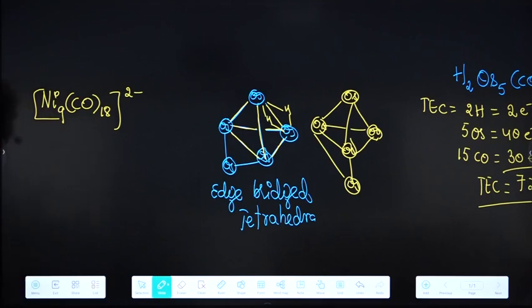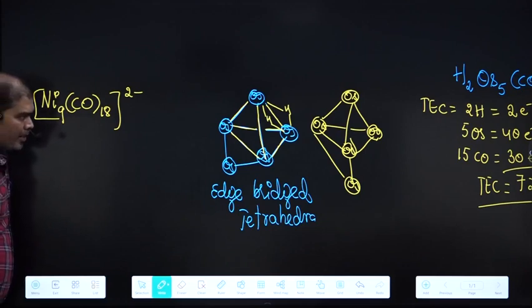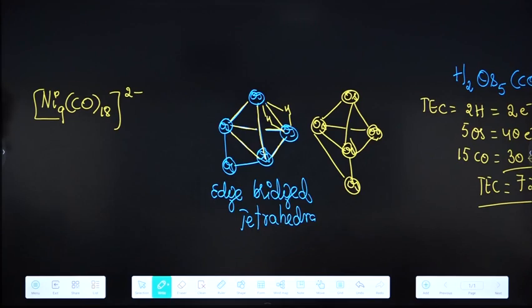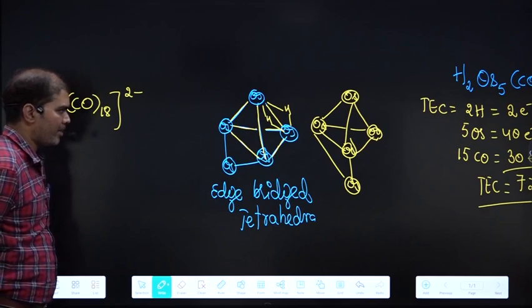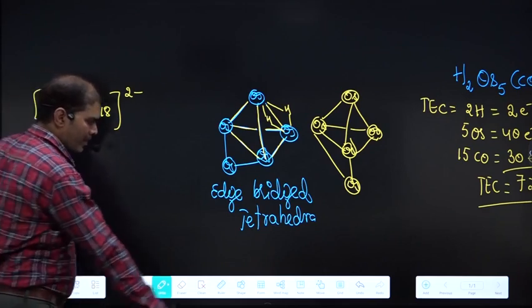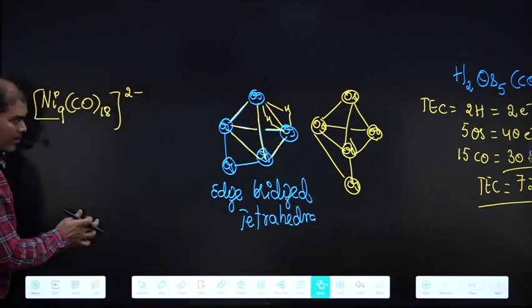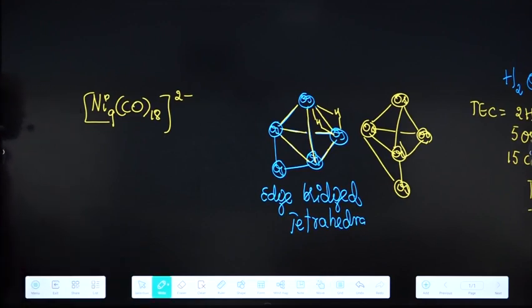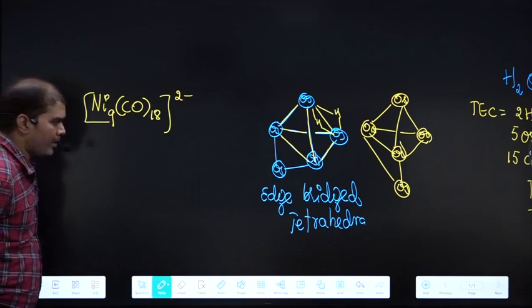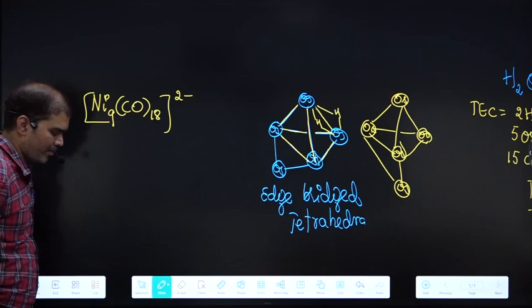Write a point. The skeleton is predicted to be TBP. But only 8 metal-metal bonds are present. And it is not even square pyramid.